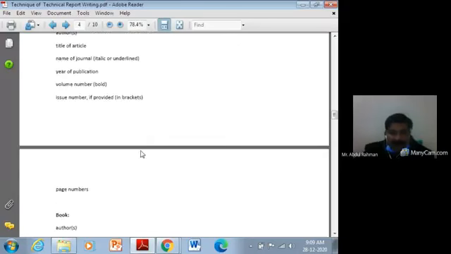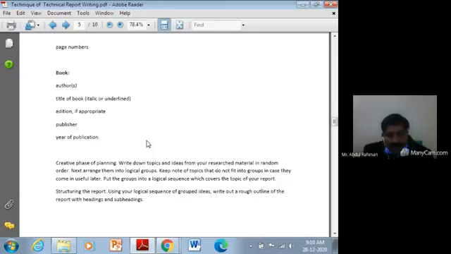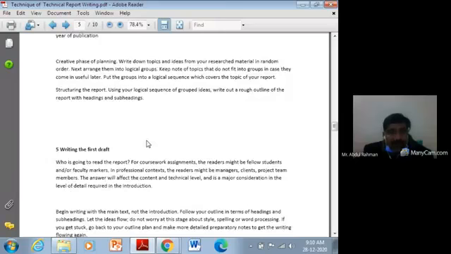then page number. If you are using books from where you are gathering information, then you need the name of the author, title of the book in italic or underlined, edition if appropriate, publisher, and year of publication. After this comes the next technique, that is writing the first draft of your technical report.